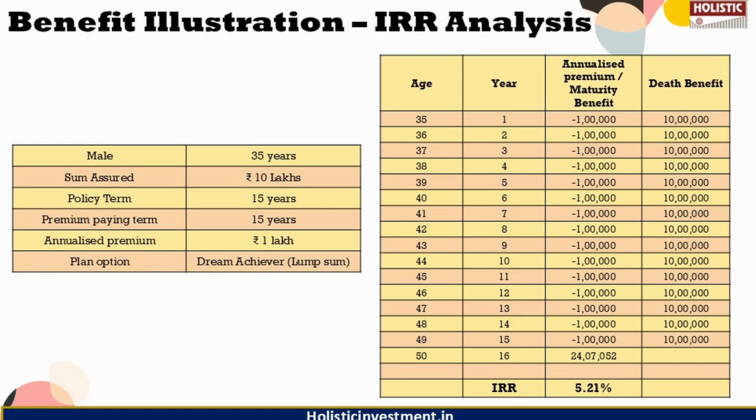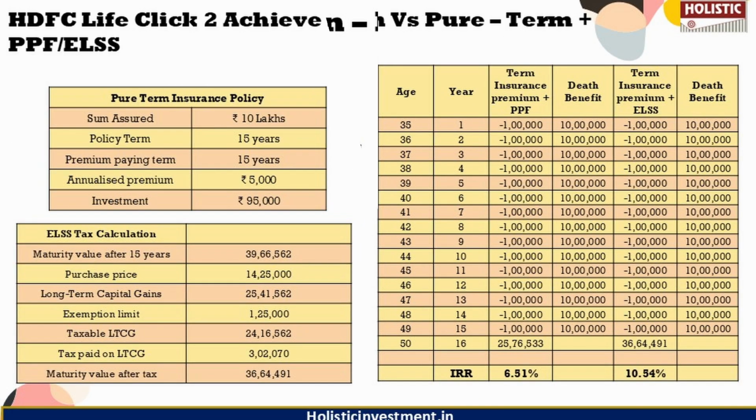So now, let us compute the returns for a similar investment in an alternative investment strategy. Instead of investing in an insurance cum investment policy like this, here in the alternative comparative analysis, we are going to separate insurance and investment components and invest in them separately.